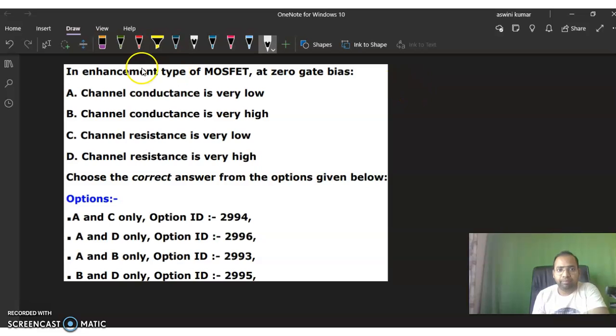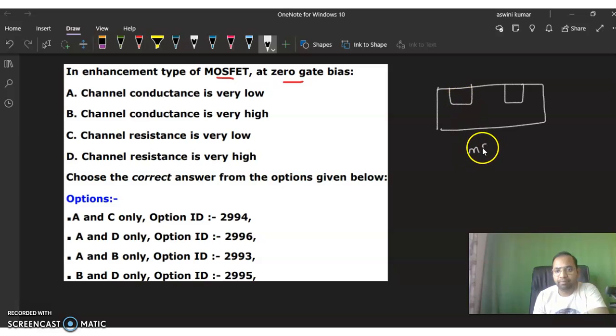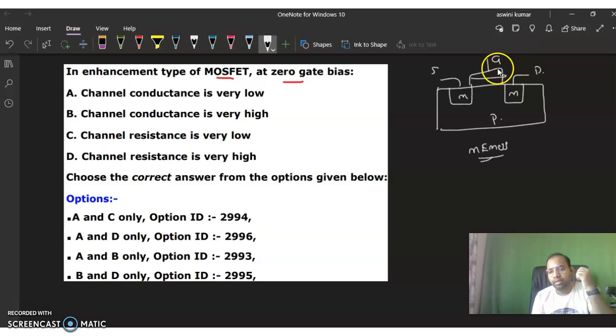So coming to the next question, here they have given that in the enhancement type of MOSFET at a zero gate bias. Usually enhancement type MOSFETs means there are no ready-made channels. For example, if you take the N-type enhancement MOSFET, we need to create the channel by ourselves, and the substrate is P-type. To create the channel, we are using the gate terminal. So it is the source and it is the drain. Now, if the gate terminal voltage VG is greater than the threshold voltage, then only the channel will form.